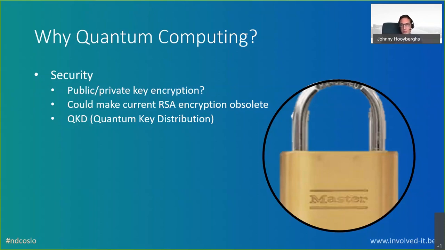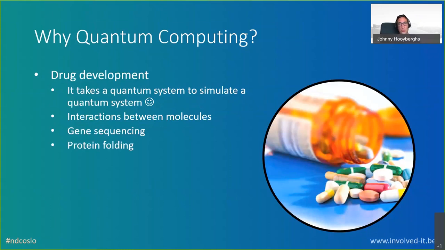Like for quantum specifically, there's quantum key distribution, which is basically creating entangled passwords, and there are also some other security things we can do in the classical world. So for security, it's already a big thing. Of course, also drug development.